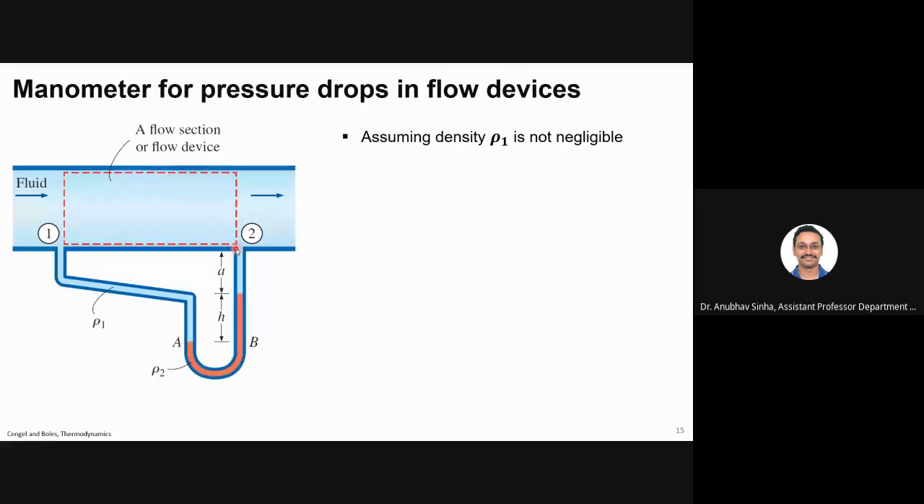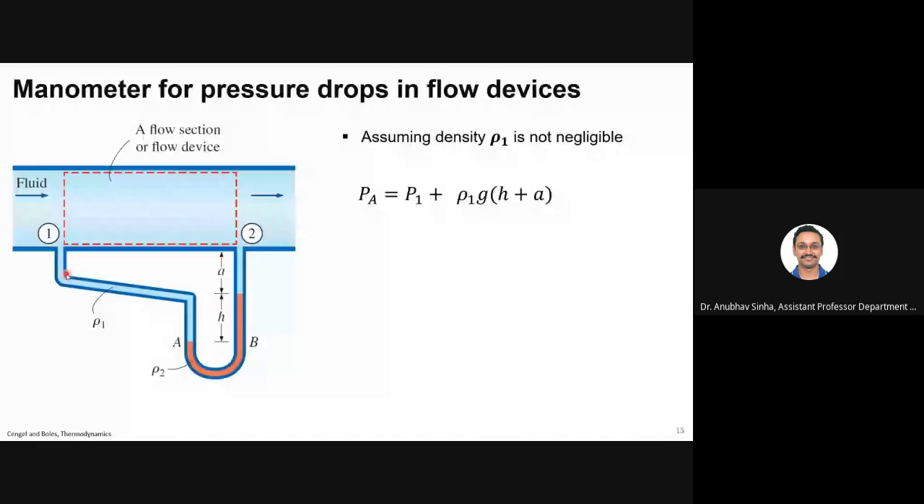Let us assume that rho1 is not negligible. So how do we calculate the delta P between 1 and 2? Let us talk about A and B. Here we have this liquid rho1 which is filled for some height. It is taking an inclined path, but I don't care about that. I only look at the vertical height, from here to here, which is h plus a. That is what I use in my equation.